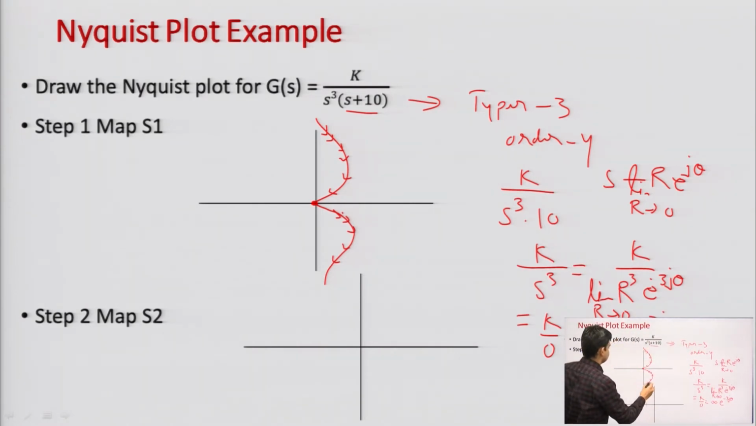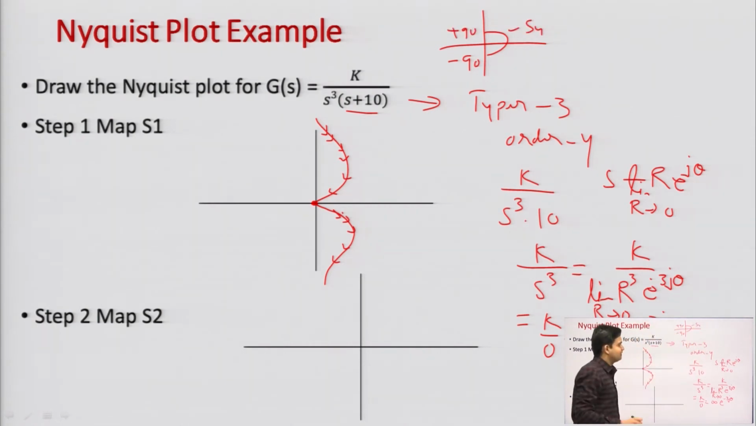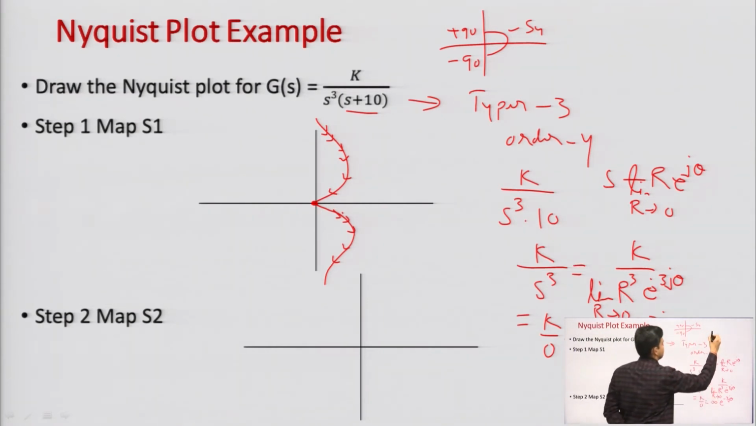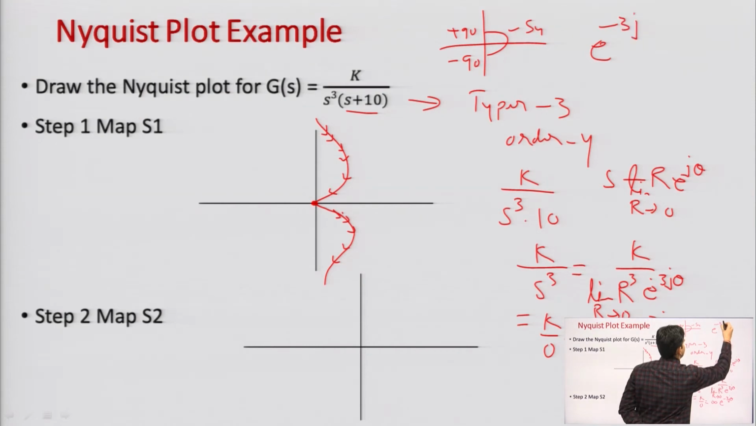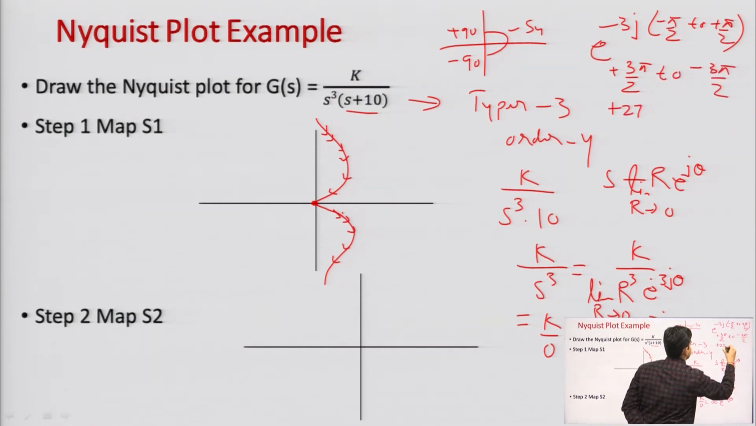Theta is varying from, if you see the Nyquist contour, theta was varying from minus 90 to plus 90 to map S4. Okay. For S4 we had seen the plot is from minus 90 to plus 90, it means minus 3 j theta is from minus pi by 2 to plus pi by 2. If you solve it, it is from plus 3 pi by 2 to minus 3 pi by 2, or you can say it is from plus 270 to minus 270.